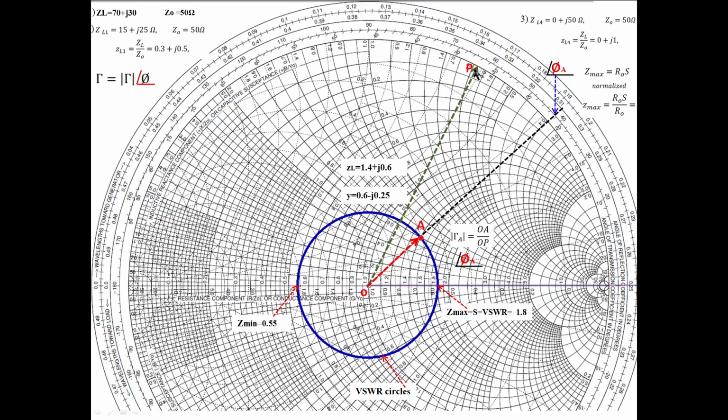This R equal to 0 circle. Measure the distance, that is OP here. To find the magnitude of this reflection coefficient, see, the reflection coefficient has a magnitude and a phase. To find the reflection coefficient magnitude part, you draw a line from the center of the Smith chart to point P.